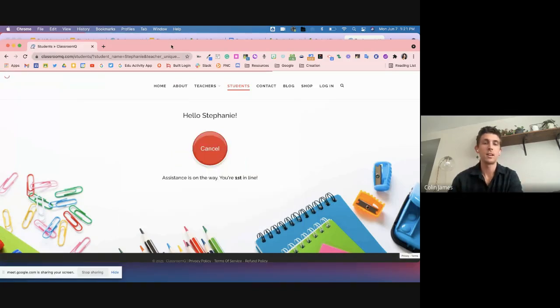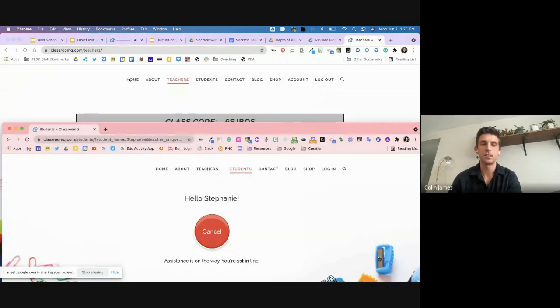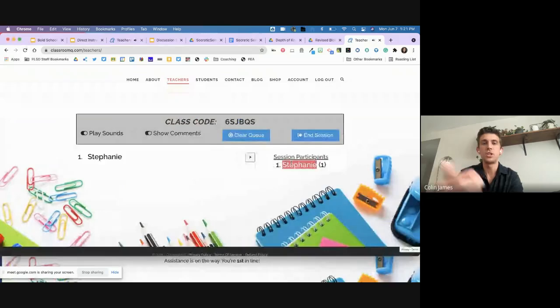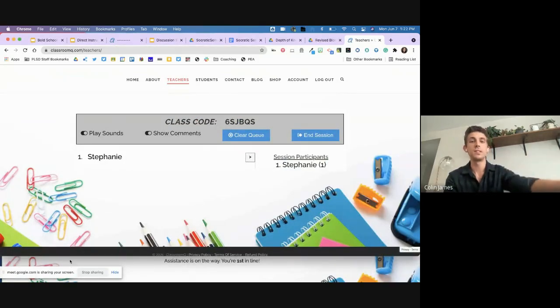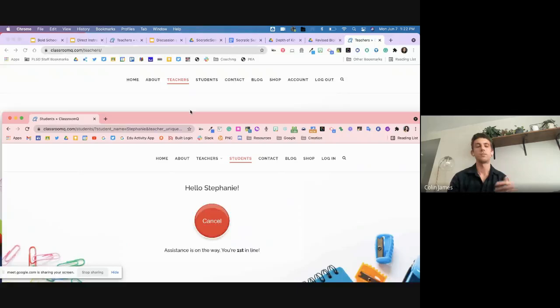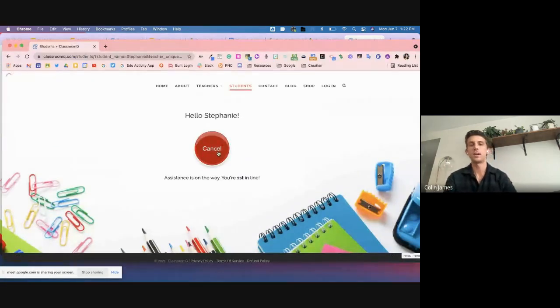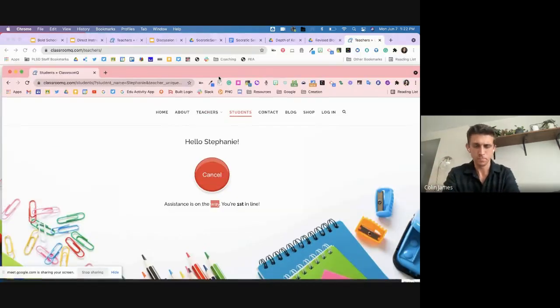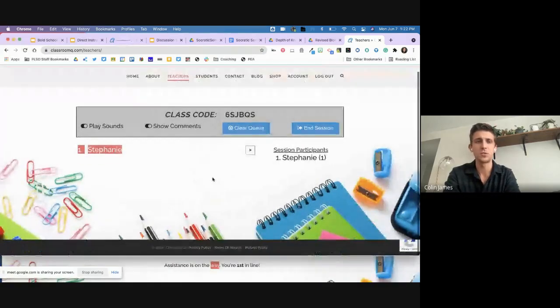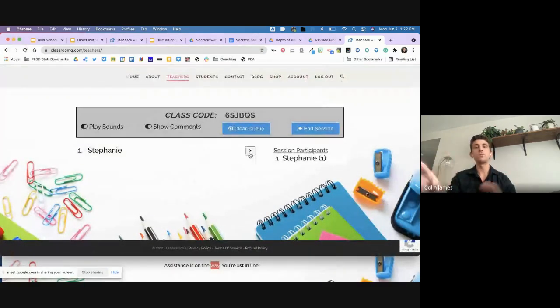So yeah, Steph's doing that right now. She just clicked that big assistance needed button, and then she shows up in your queue. And only you can see this. The students can't see it, so they don't know who else has clicked that need assistance button. And it's just a really great way to streamline where you go and when during the classroom.